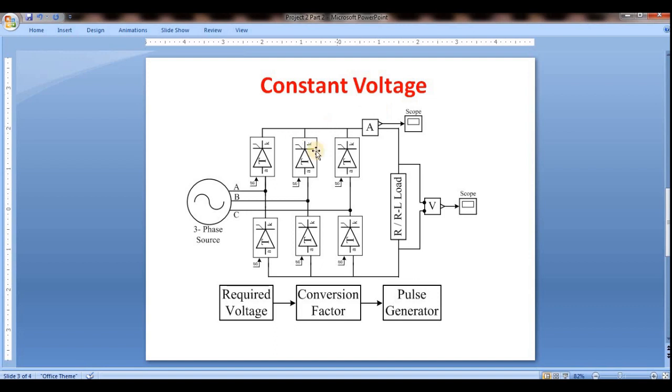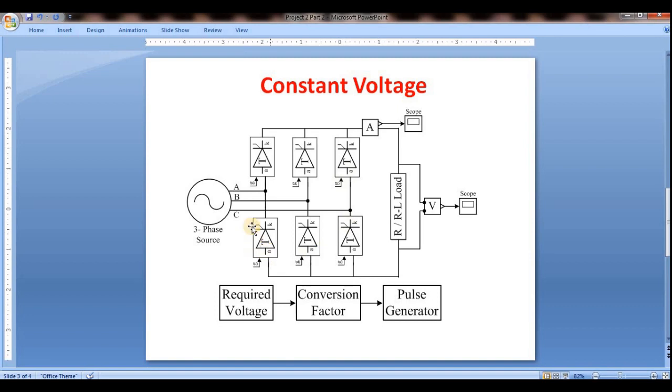This is the constant voltage application. See here, this is the three-phase source, and I am using 6 thyristors to convert the three-phase AC to DC. Already in my previous video I explained the operation of three-phase rectifiers. So directly I will go to how we can regulate the output voltage over my load. We already discussed that the output depends on the gating pulse, I mean the output depends on the firing angle of these thyristors.